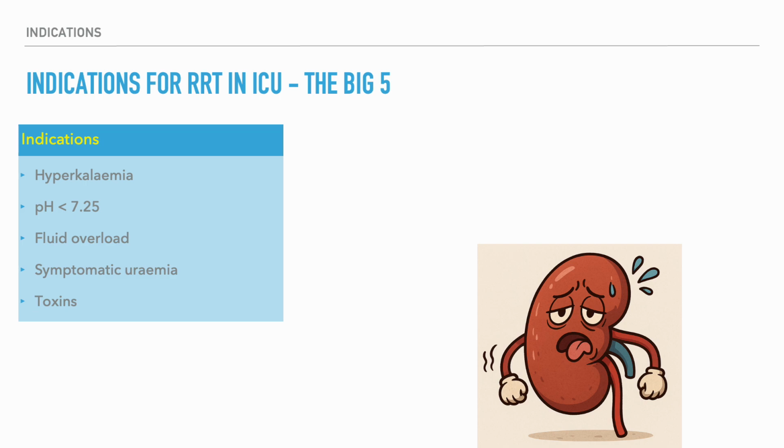Fluid overload with compromise such as pulmonary edema, or symptomatic uremia. This could be in the form of encephalopathy or those at risk of clotting disturbances. Patients at risk of these are those usually with a urea greater than 35, but you may find that hemofiltration starts a little bit lower than that, normally around 30, but a normal setting will be 30 to 40. And finally, there are certain drug overdoses that can be treated with renal replacement therapies.